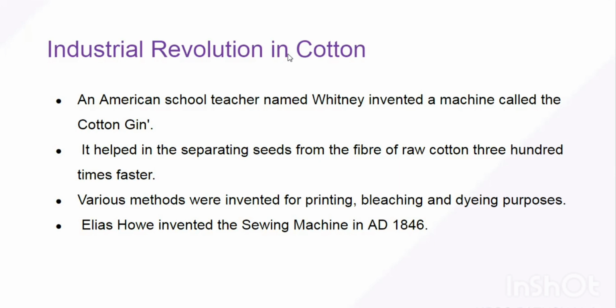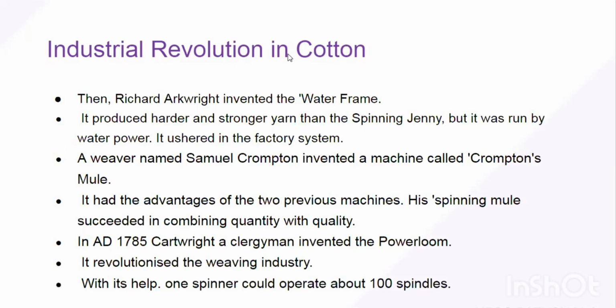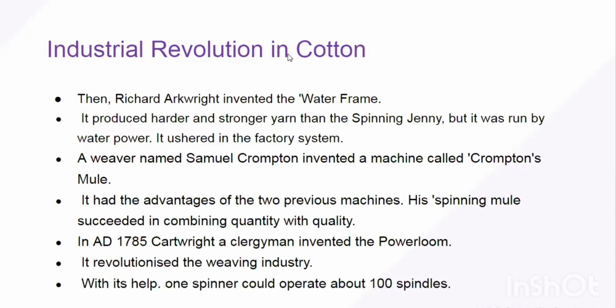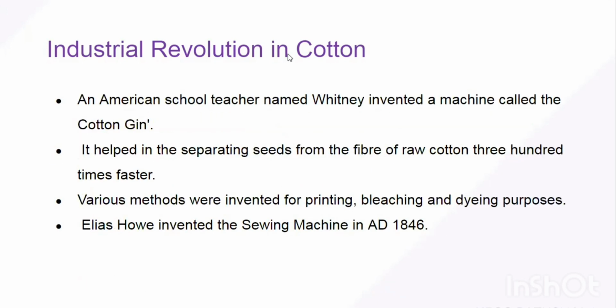So if there is a question, whoever says cotton, whoever says industrial revolution, says cotton, you need to write all these innovations and inventions that took place in the field of the cotton textile industry. You will begin with John Kay, flying shuttle, then James Hargreaves's spinning jenny. Then you will talk about the water frame, very important because this is the beginning of the factory system. Then Crompton's mule, which was better in terms of both quality as well as quantity. Then the power loom, then the cotton gin, very important. It increased the speed of separating seeds from cotton fiber 300 times faster. And the last one was the sewing machine introduced by Elias Howe.